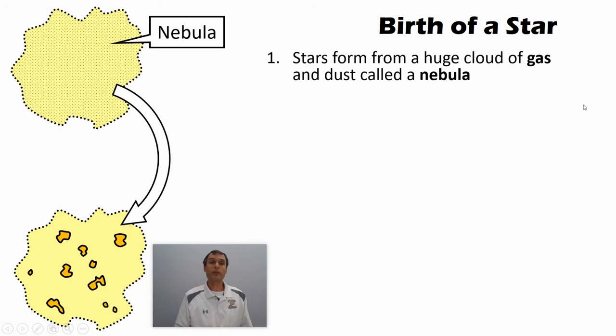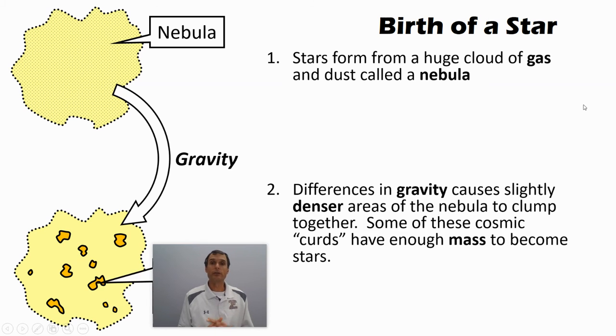Number one, stars are going to form from this huge cloud of gas and dust called a nebula. That nebula is going to start to collapse together. Remember, it's going to clump together, right? Because of differences in density, and we get what are called these cosmic curds. You know, if you like cottage cheese, it's the chunks in the cottage cheese. Those are dense areas, and that's essentially inside a nebula. Those curds are what are going to end up being stars, because that's where stuff is close enough together for mass to increase and for fusion to happen.